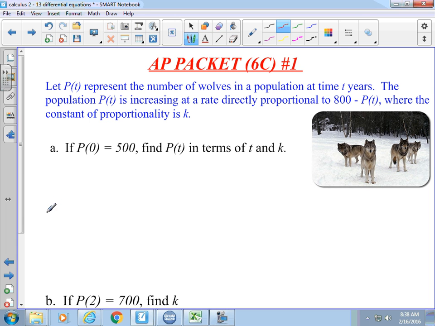Okay, let P of t represent the number of wolves in a population at time t years, where the population, P of t, is increasing at a rate directly proportional to 800 minus P of t, where the constant of proportionality is k. So they did tell you to use k on this one. For simplicity's sake, I'm going to drop the t on the P of t and say dP/dt is k times what?